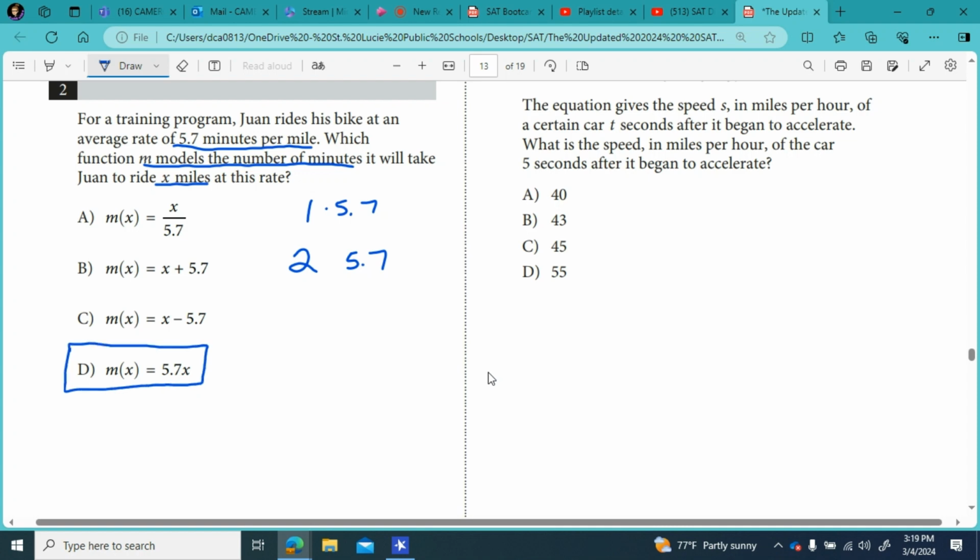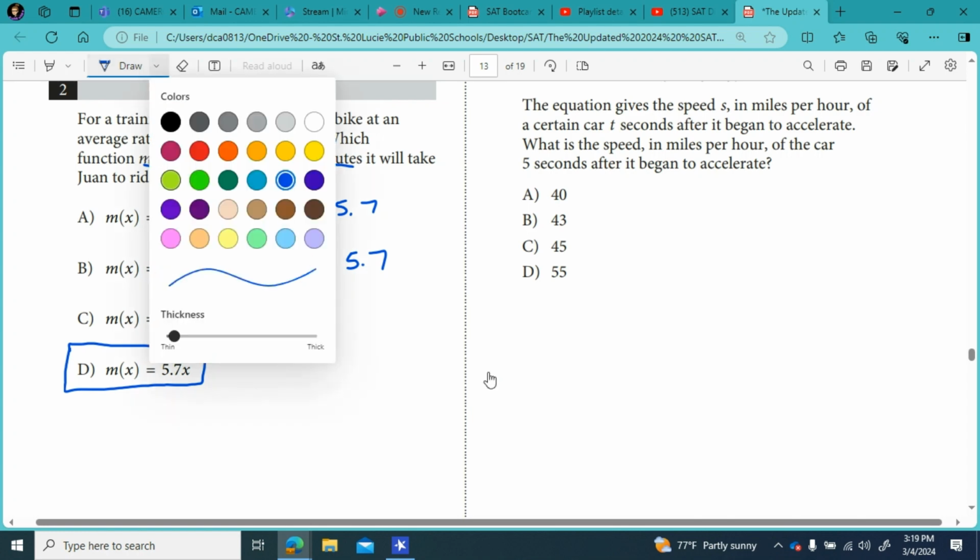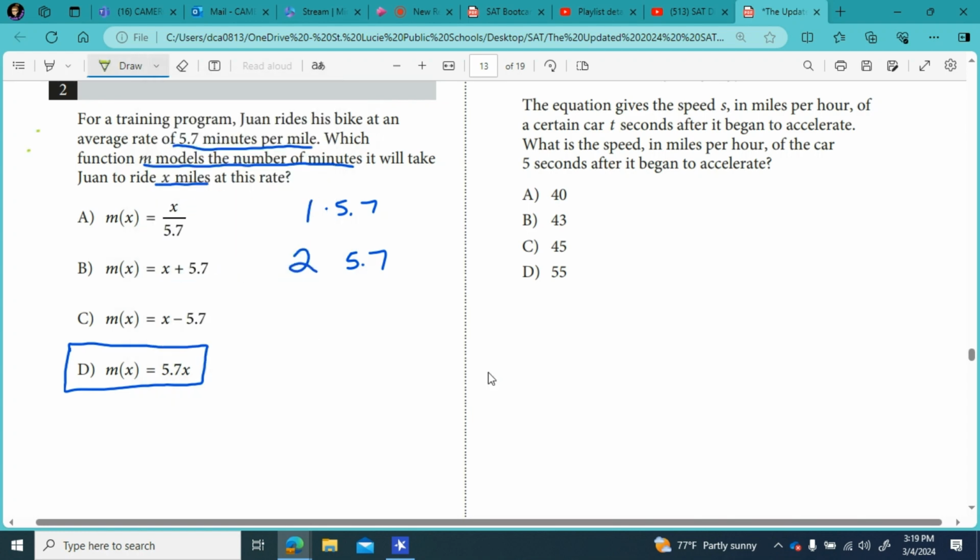Questions number 1 and number 2, if you want to find some similar practice to this on IXL, I would go to lesson E2M, and that'll give you practice that's pretty close to these SAT questions.